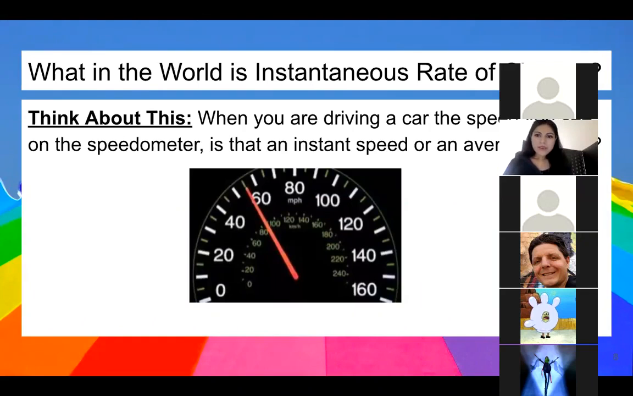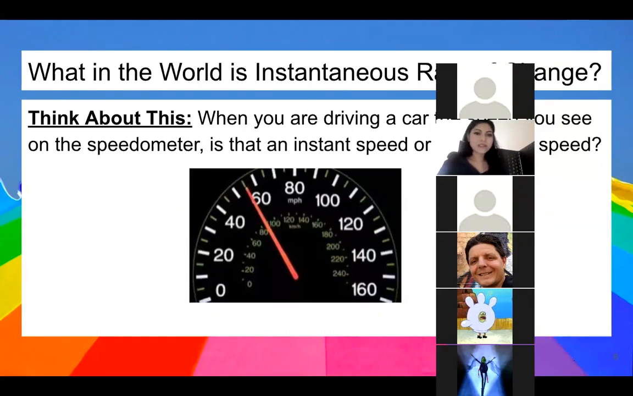Now, I'd like you to think about this. The best relation I can make this to is when you're looking at the speedometer on a car. Like either your parents, or if you drive, right? If you have your driver's license and you're driving, whatever. But everyone's familiar with this speedometer, right? So when you're driving a car, the speed you see on the speedometer, do you all think this is an instant, or is it an average speed? Is it telling you how fast you're going at that moment? Or is it telling you on an average how fast you're going?